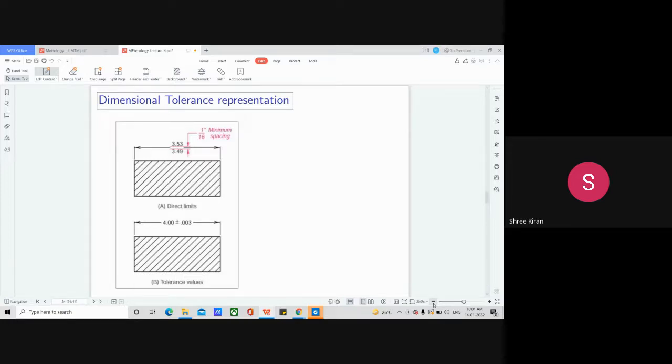Rahul, you have drawn the figure? Yes, sir. Complete. Fine.